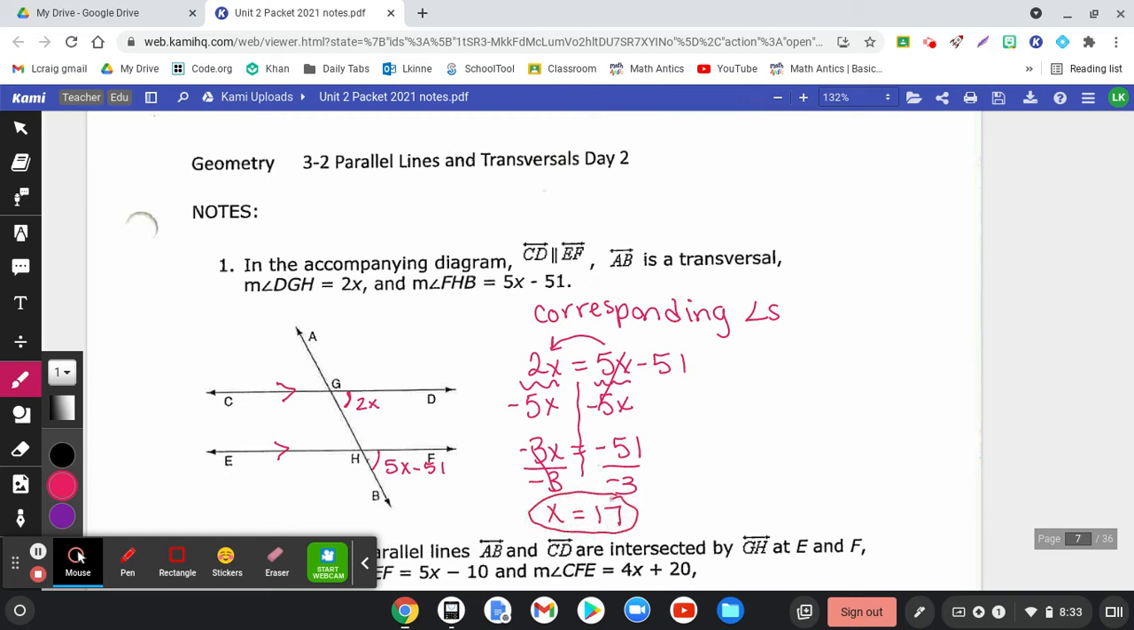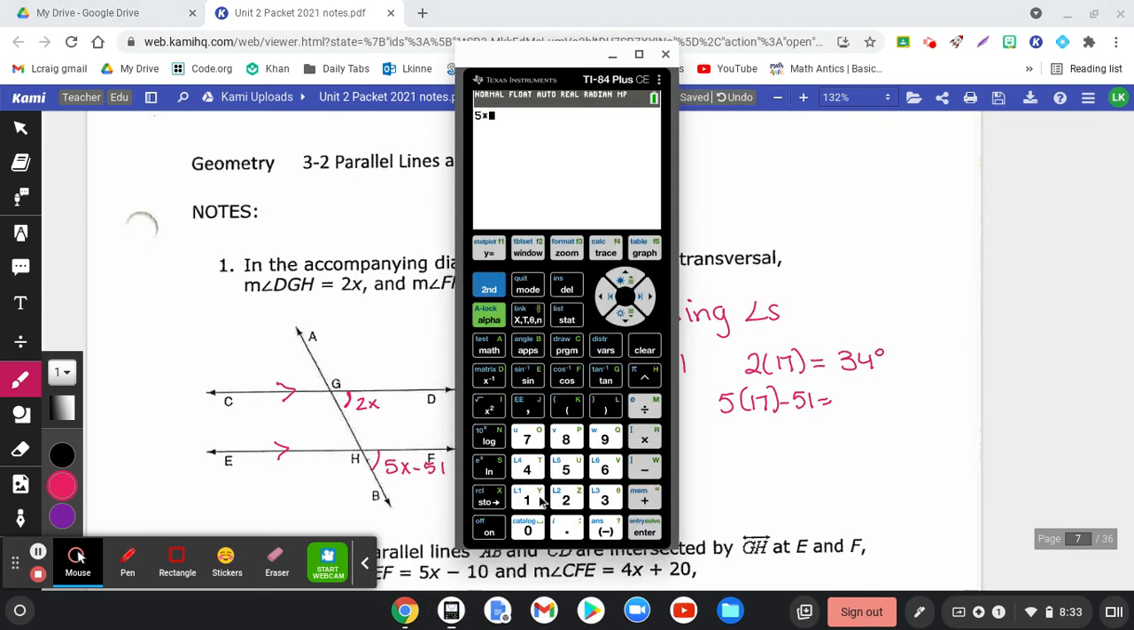All right, now it doesn't say what to do here. Usually it'll say find x, find the angles. So why don't we find the angles? So for the two angles that are congruent, you can just plug in. 2 times 17 would give you 34 degrees. And it's always a good idea to check it in the other one too to make sure you got the same thing so you know your answer is right. And 5 times 17 minus 51, if you need to, type it in the calculator. 5 times 17 minus 51.